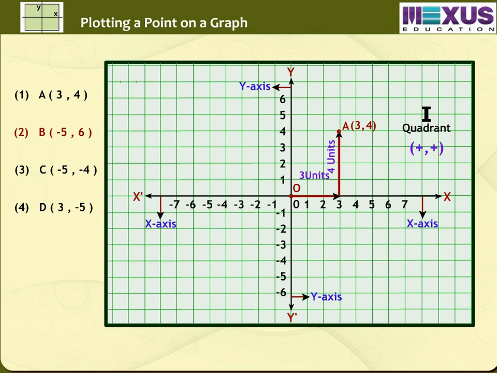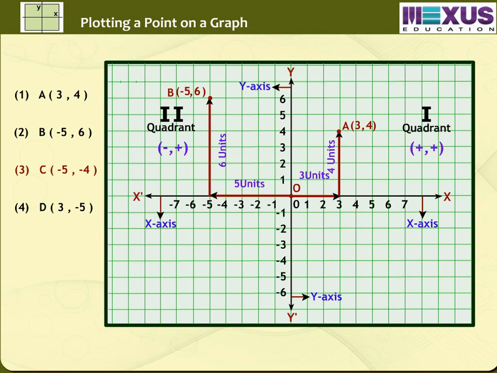2. To plot the point B(-5, 6). Here, the x-coordinate of B is -5, which is negative, so it lies on X'O, and the y-coordinate of B is 6, which is positive, so it lies on OY. Hence the point B(-5, 6) lies in quadrant 2, the region between X'O and OY. So start at the origin, move 5 units to the left along the x-axis, then turn and move 6 units up parallel to the y-axis and mark the point B(-5, 6).